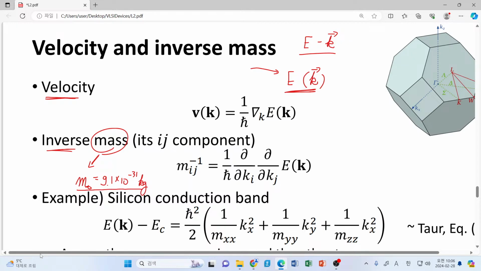However, our electron is not a free electron. Although it behaves just like a free electron, it is not. It is always affected by surrounding atoms and accompanying electrons. So its effective mass can be highly different from this m0 value.